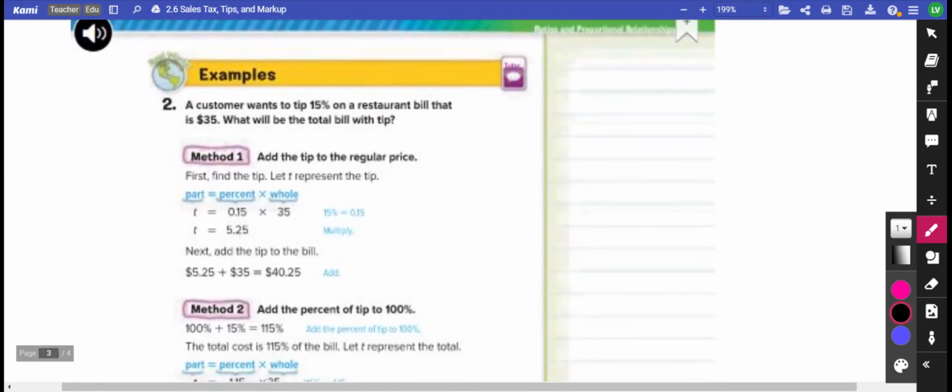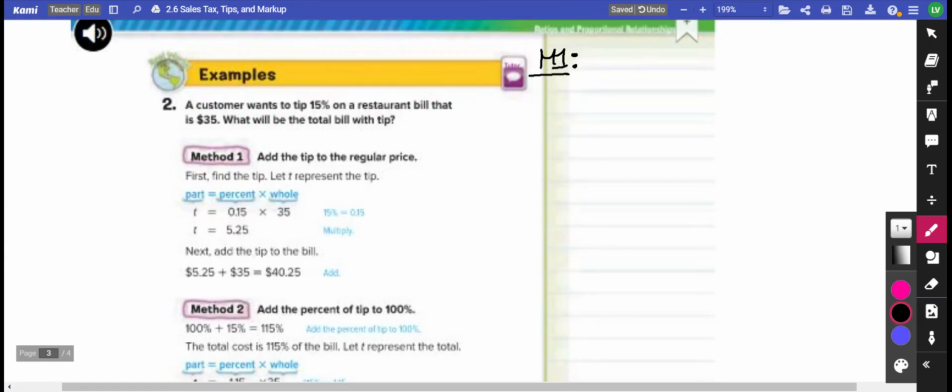So example 2. A customer wants to tip 15% on a restaurant bill that is $35. What will be the total bill with tip? So we have two options of solving this. We have method 1, that is to add the tip to the regular price.